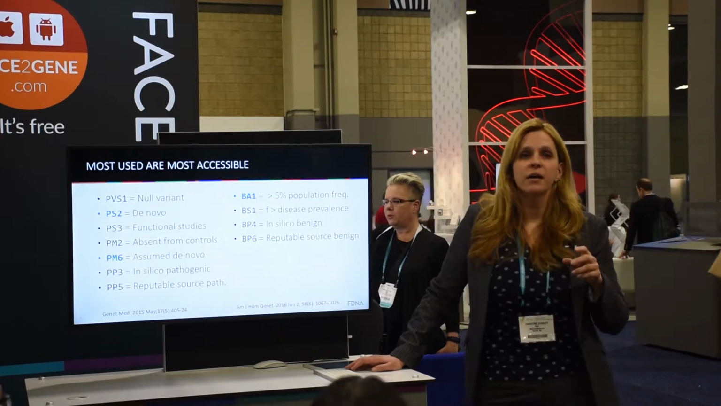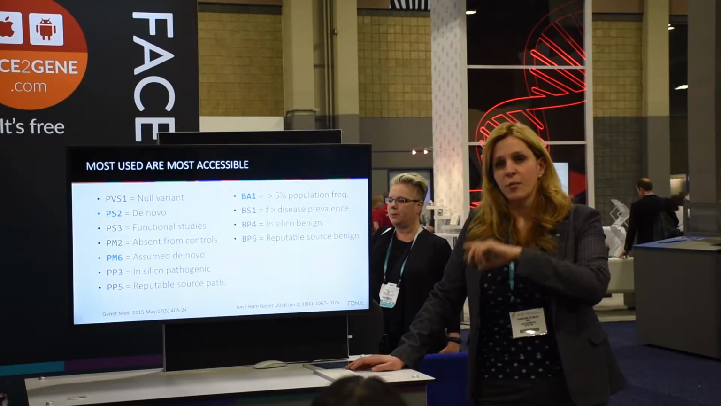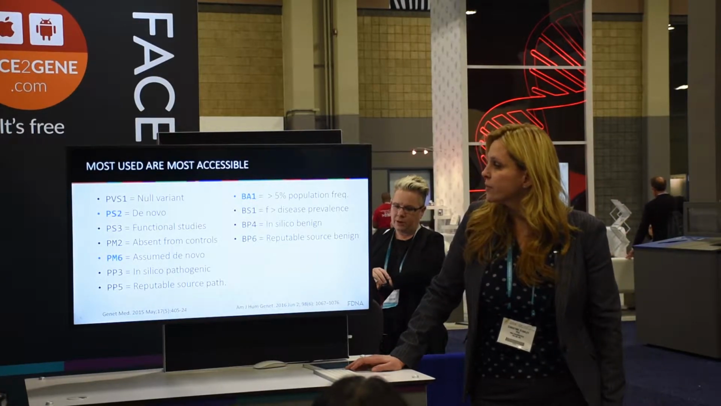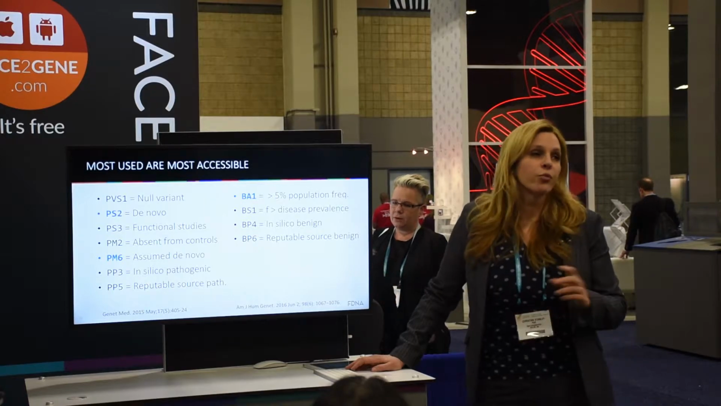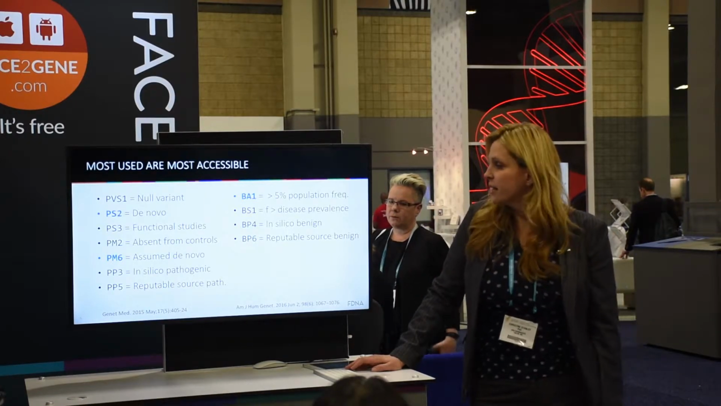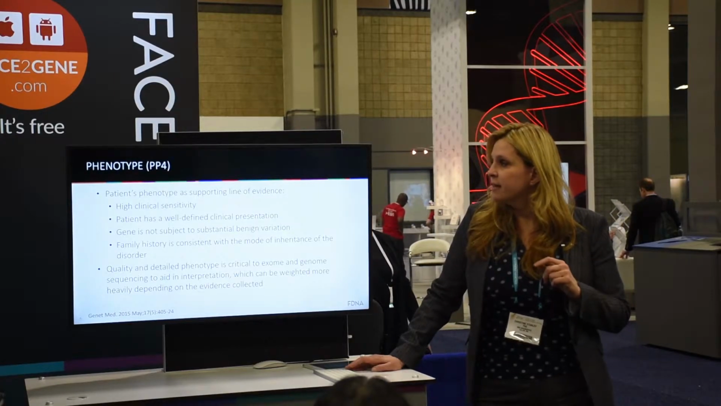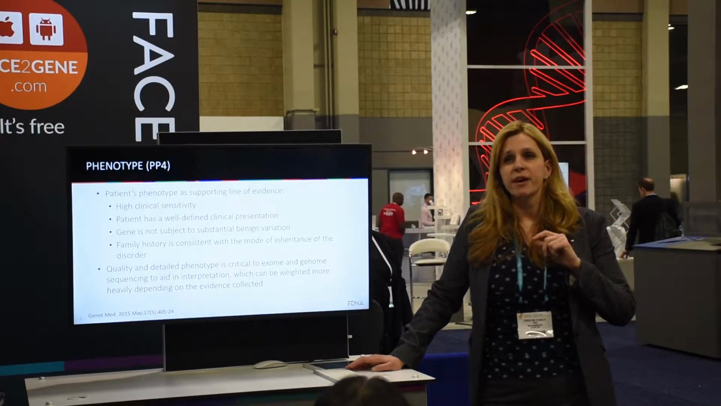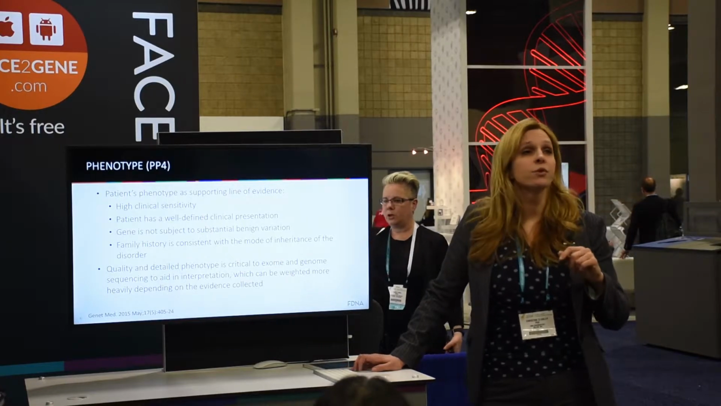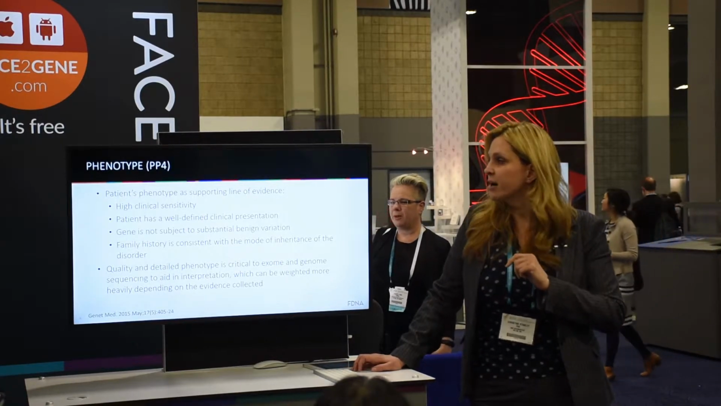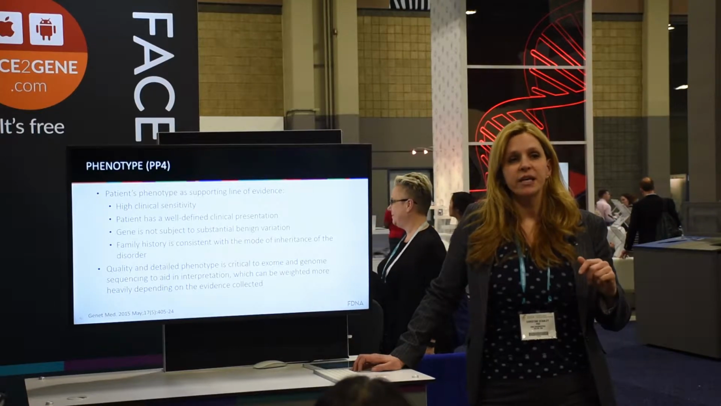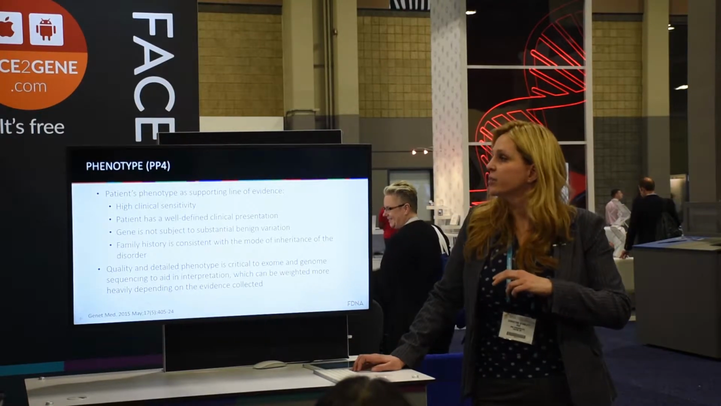So a very high allele frequency of a variant, and the opposite would be a very rare or absent allele frequency, and then in silico predictors which predict benign or pathogenic. When you look at the phenotypic line of evidence, it wasn't one that was utilized often in that comparison, but it really could be if we could make it better and more complete.